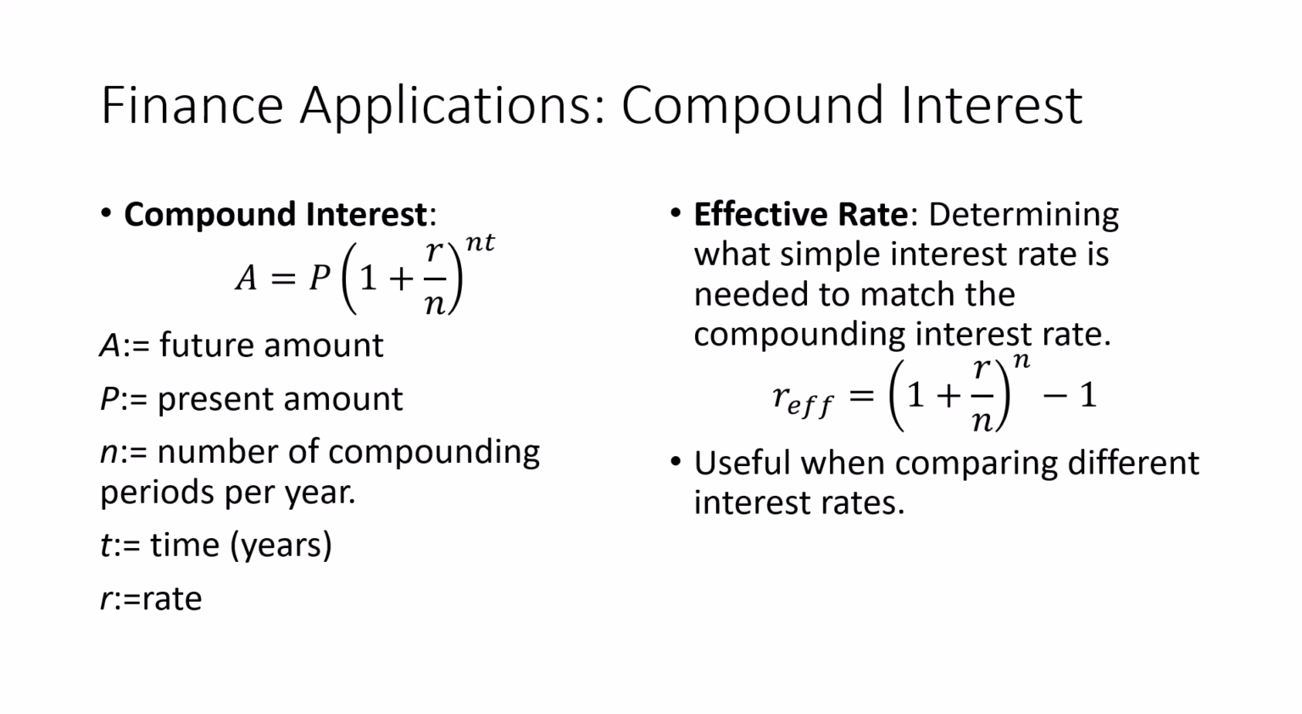Now, the formula for compound interest is A equal to P times the quantity 1 plus r over n, and that quantity is raised to the nt power. So A is the future amount, P is the present amount, n is the number of compounding periods per year, t is the number of years, and r is the rate. Now, when we use this formula, we convert the rate into a decimal.